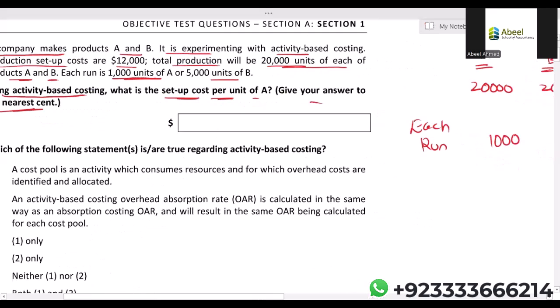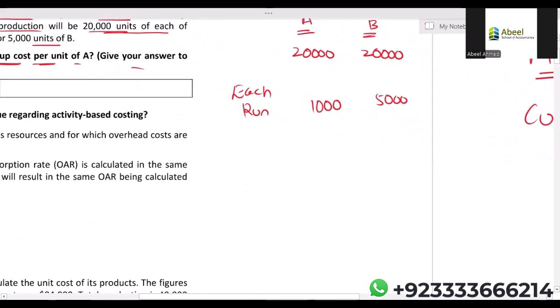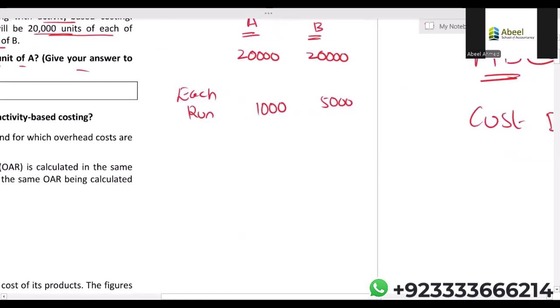Okay. First of all, we have to calculate the total number of setups. In one run of product A, we produce 1,000 units, and in one run of product B, we produce 5,000 units. The total units are 20,000 for each product, which means 20,000 divided by 1,000 gives us 20, and 20,000 divided by 5,000 gives us 4. So the total number of setups is 24.